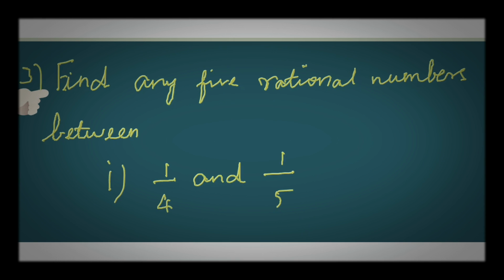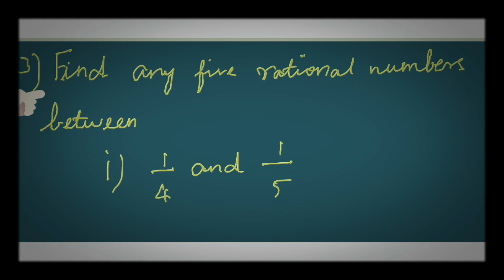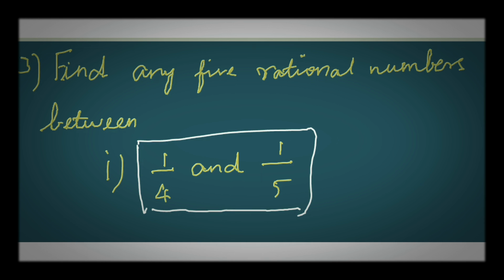Welcome back, children. We have a question. The same exercise, real numbers. Find any 5 rational numbers between 1 by 4 and 1 by 5.